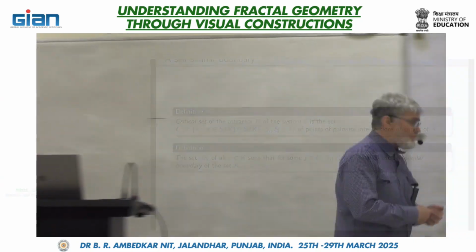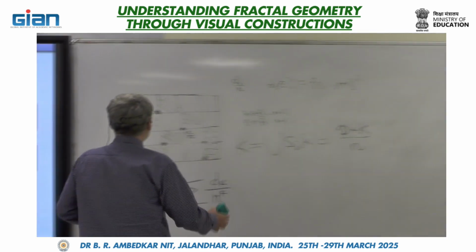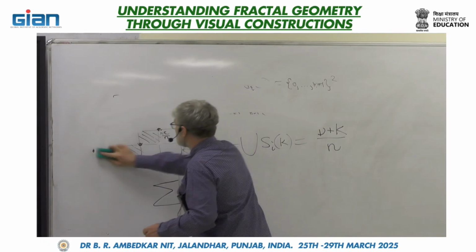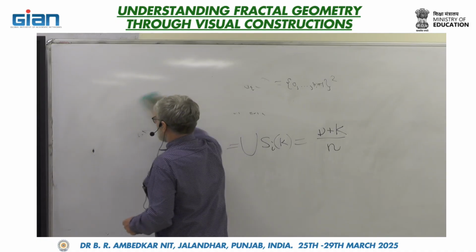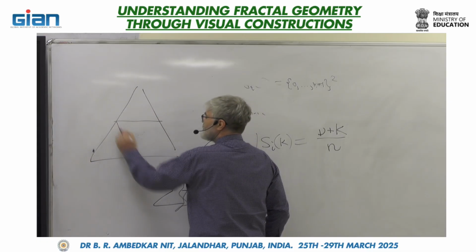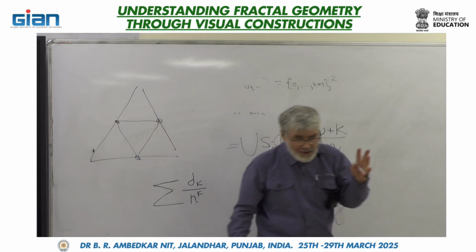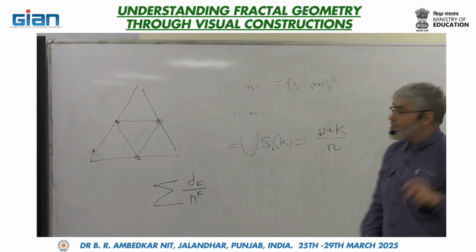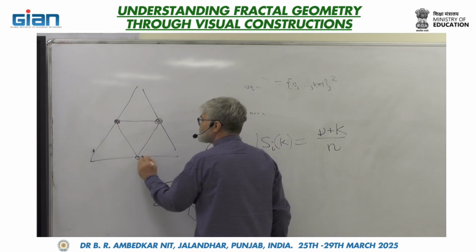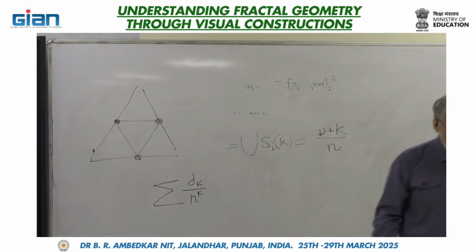So the problem of connectedness of a self-similar set is related to the so-called self-similar boundary. If you have a self-similar set, for example this one, its copies intersect each other. These intersections of copies form the so-called critical set.